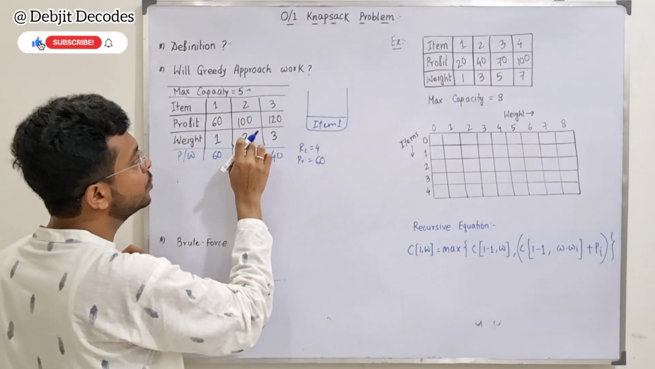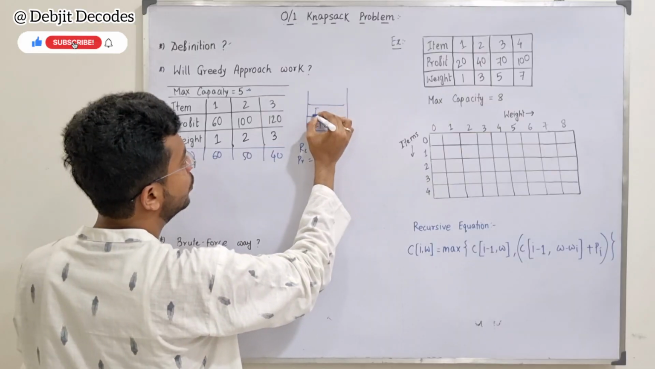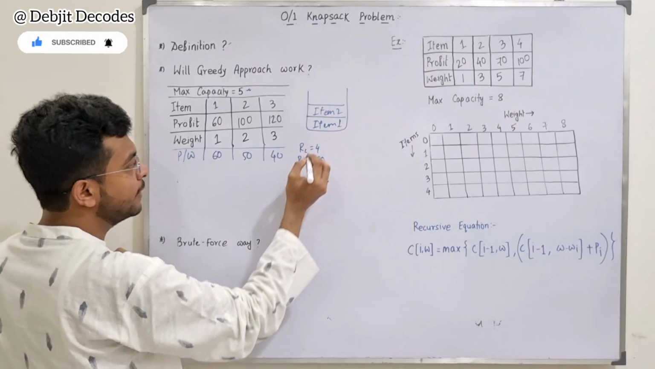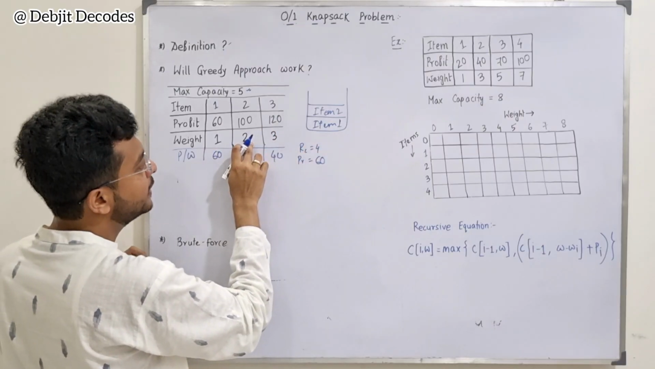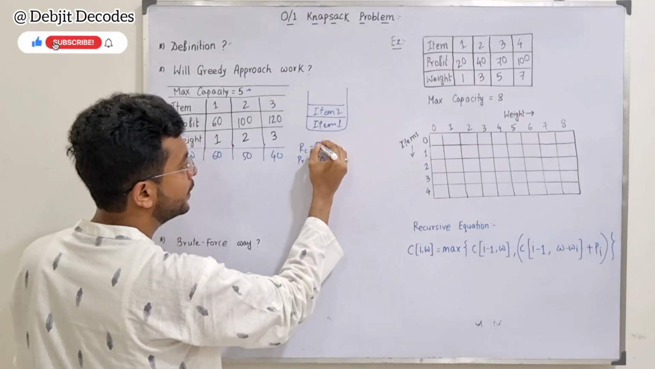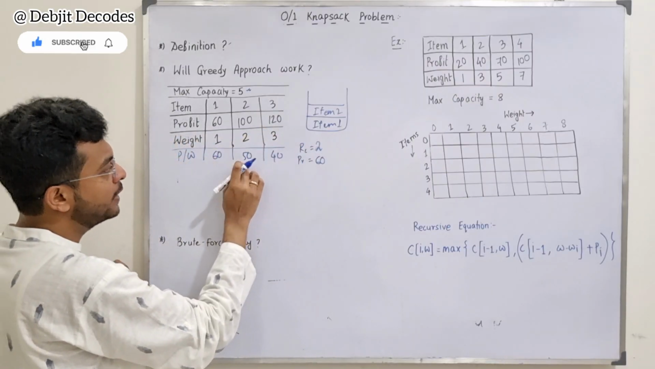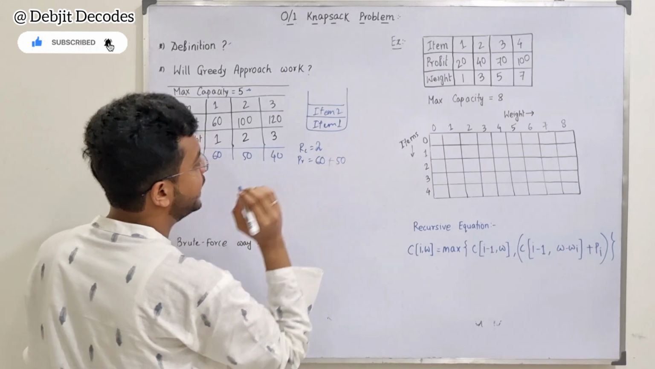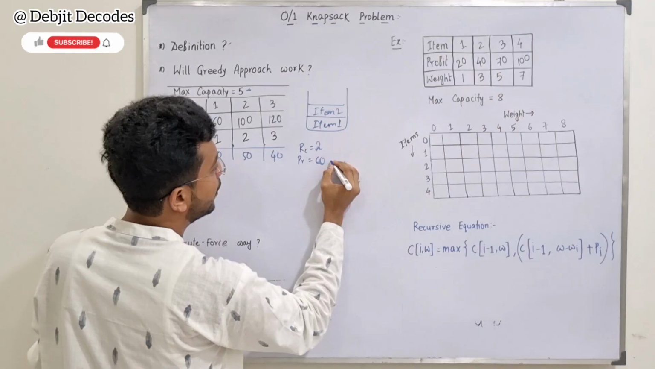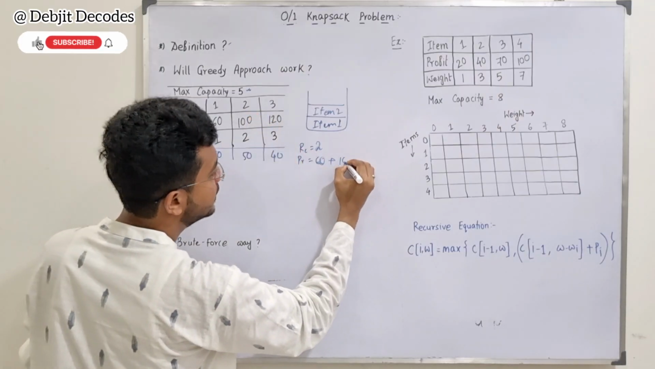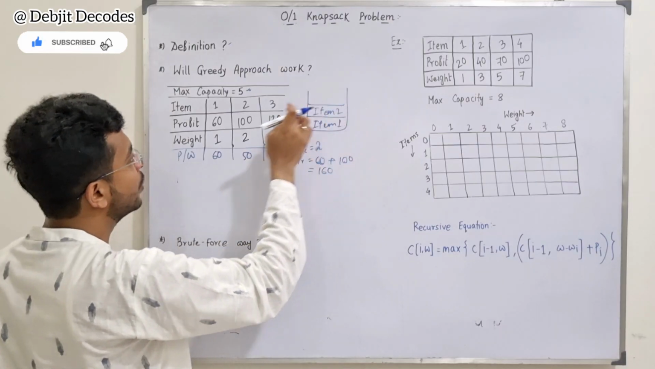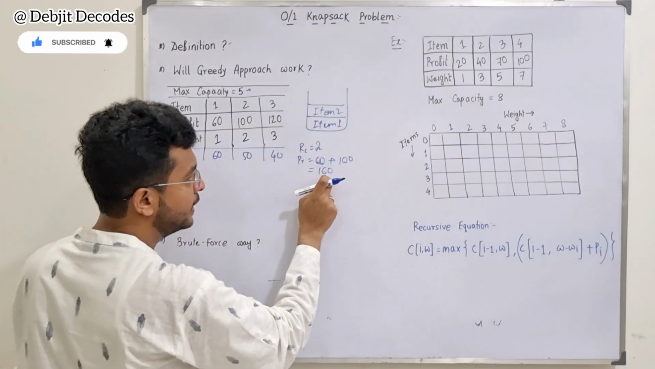Now what is the second element that should go? That is item 2, because this is the next value. If item 2 goes there, what is the weight? 2 will be deducted, because the weight of item 2 is 2, so the remaining capacity becomes 2. And what is the profit? Sorry, my bad, the profit was initially 60, and now it is 100 more, so it is nothing but 160. Because if you put these two elements, item 1 and item 2, the total profit is 60 plus 100, that is 160, right?